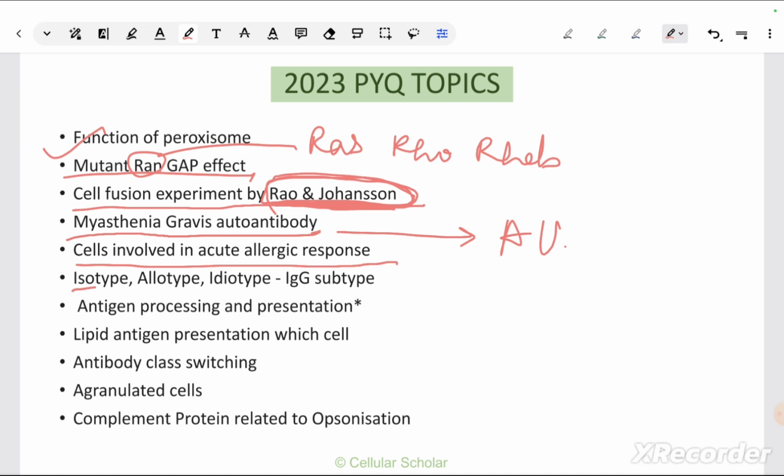They ask a question about IgG subtypes. So basically, what are IgG subtypes called? So they are basically allotypes. So read about what are isotypes, allotypes, idiotypes.